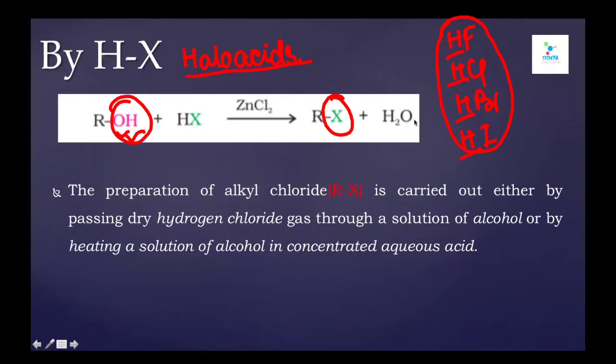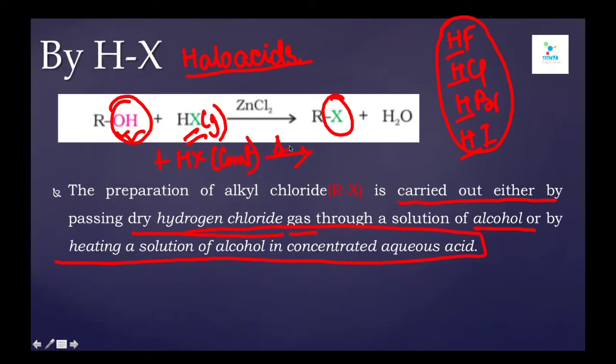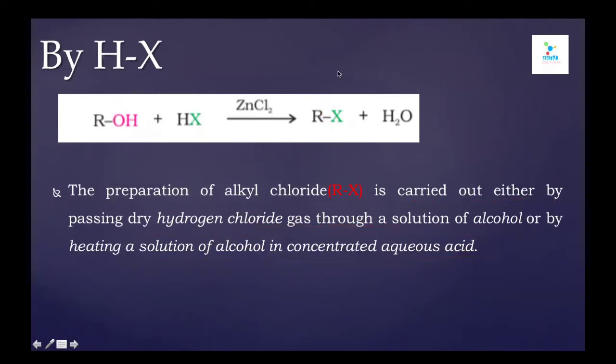The reaction is always carried out either by passing dry hydrogen chloride gas through the alcohol solution, or by heating a solution of alcohol in concentrated acid. So I can apply HX in the gaseous medium, or I can apply concentrated HX with heating.